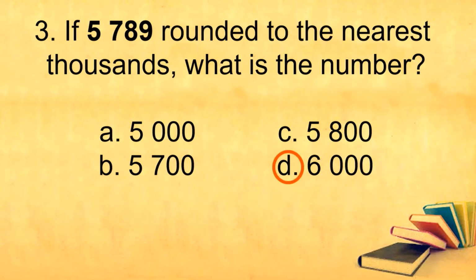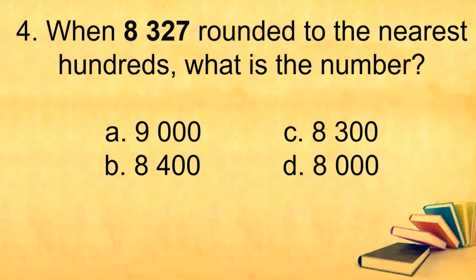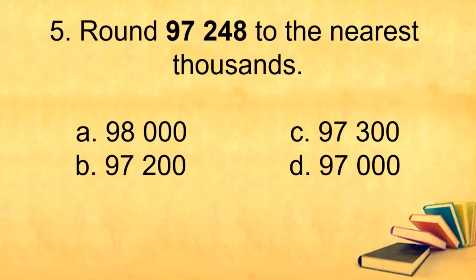Number 4. When 8,327 is rounded to the nearest hundreds, what is the number? A. 9,000, B. 8,400, C. 8,300, or D. 8,000. The correct answer is C. 8,300. Number 5. Round 97,248 to the nearest thousands. A. 98,000, B. 97,200, C. 93,300, D. 97,000. The correct answer is D. 97,000.